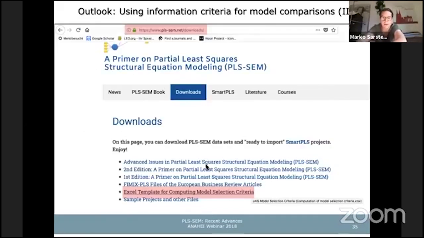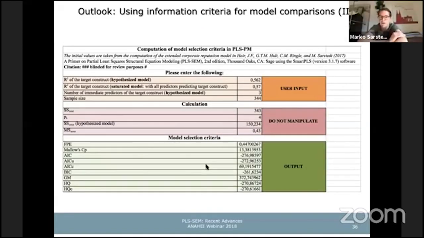We also prepared an Excel template on PLSSEM.net, which you can find under Downloads. And you can use this template to calculate these criteria. So this is what it actually looks like. The only thing that you need to specify is the R-square of the target construct of the saturated model. And you actually don't need that for all of these criteria. The number of immediate predictors for the target construct and the sample size. And this Excel sheet will compute these model selection criteria for you. So I think I'm pretty excited about this. And I hope you are too.